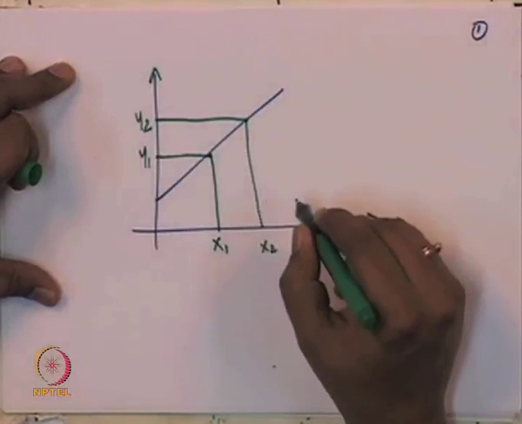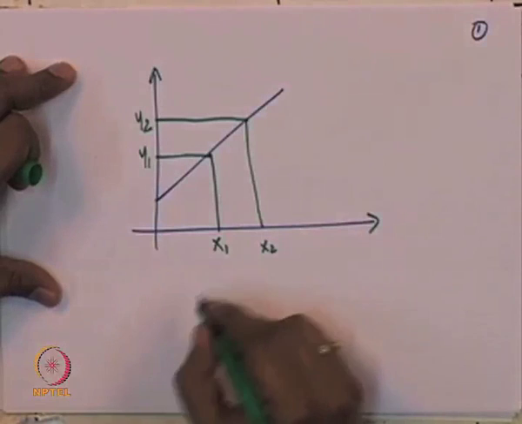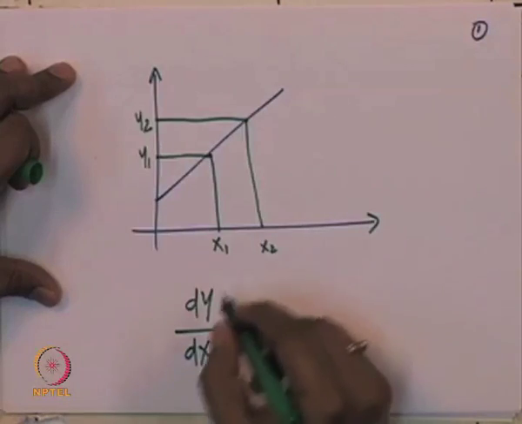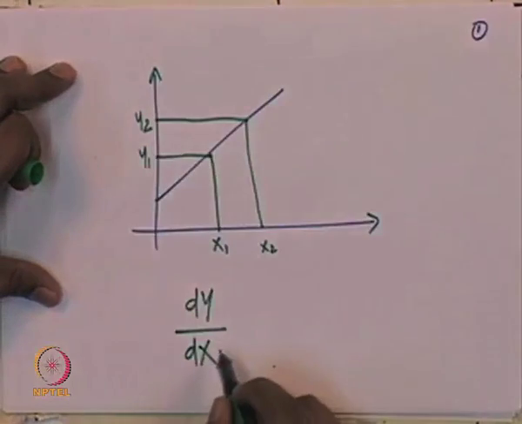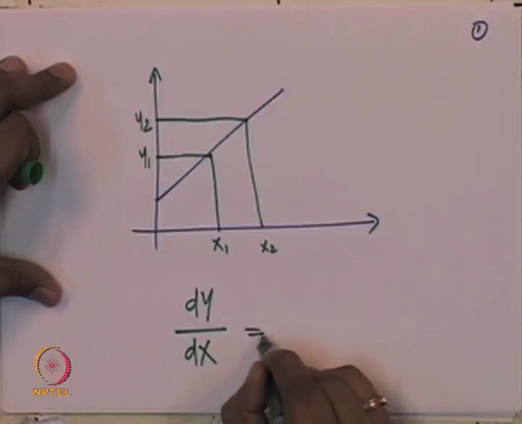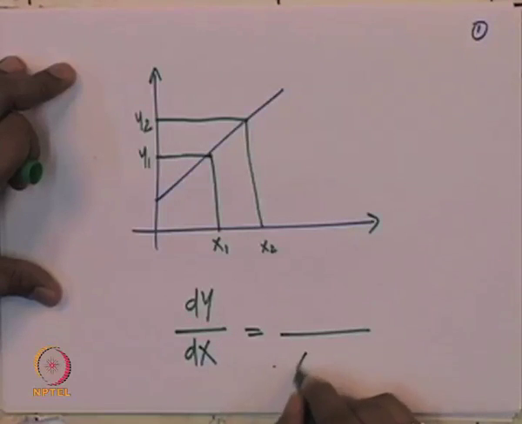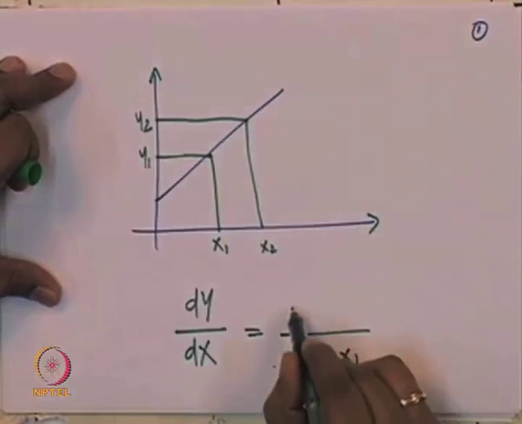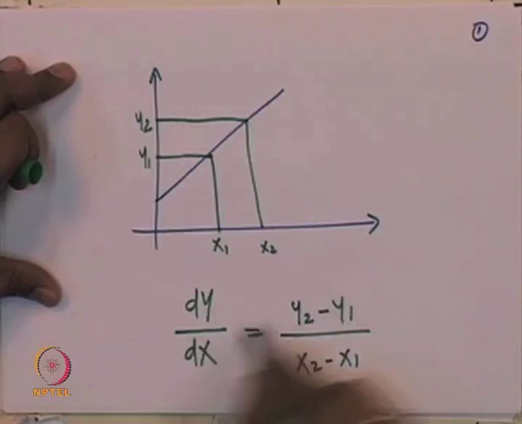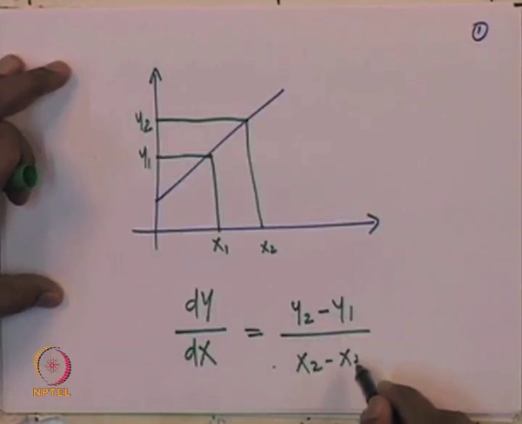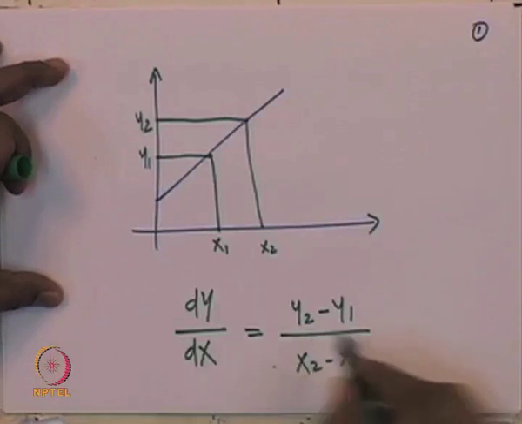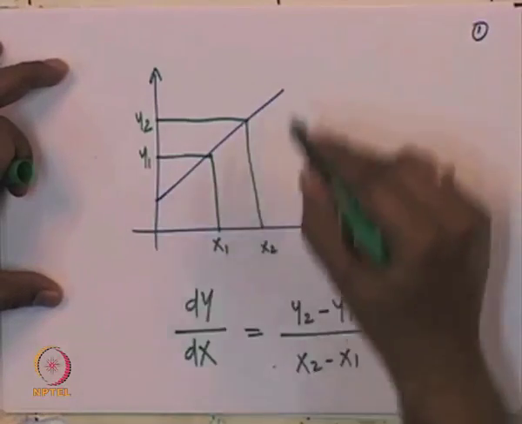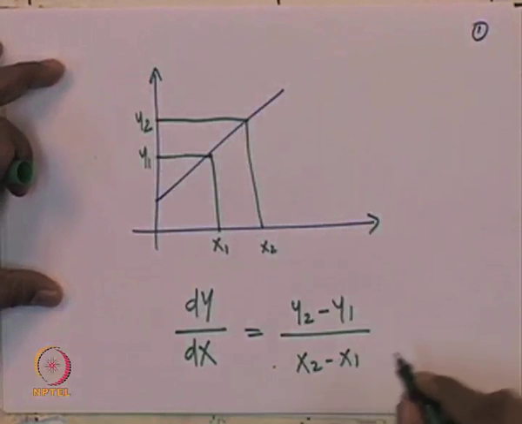We said that the derivative of y with respect to x, which we call dy by dx, is how much y will change if we change x by a quantity dx. What is the dx? Dx here is nothing but the change in x, which is x2 minus x1, and the corresponding change in y is y2 minus y1. So, dy by dx is y2 minus y1 divided by x2 minus x1. This is the derivative, and this is also the slope of this straight line. This is what we mean by derivative.